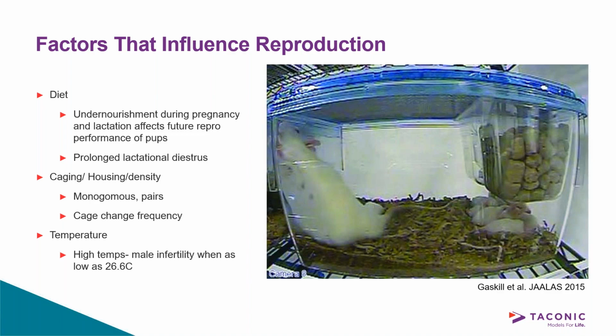Remember that anytime you are going to be altering the cage density, you want to look at, again, your cage change frequency to make sure that we're monitoring the moisture and wetness within the cage, as pups obviously can be susceptible to hypothermia. Similarly with temperature, they've done studies that show, common in other species as well, high temperatures are not good for sperm. So we've seen male infertility even as low as 26.6 degrees Celsius.